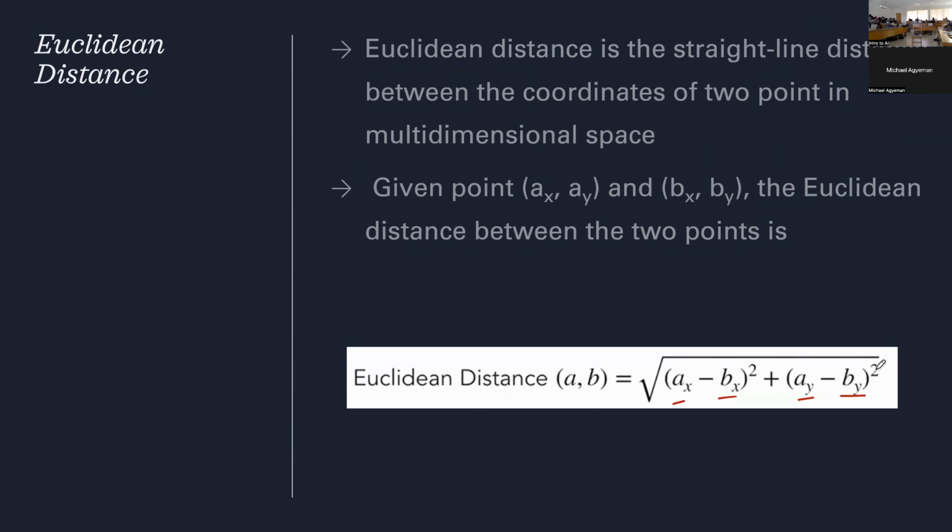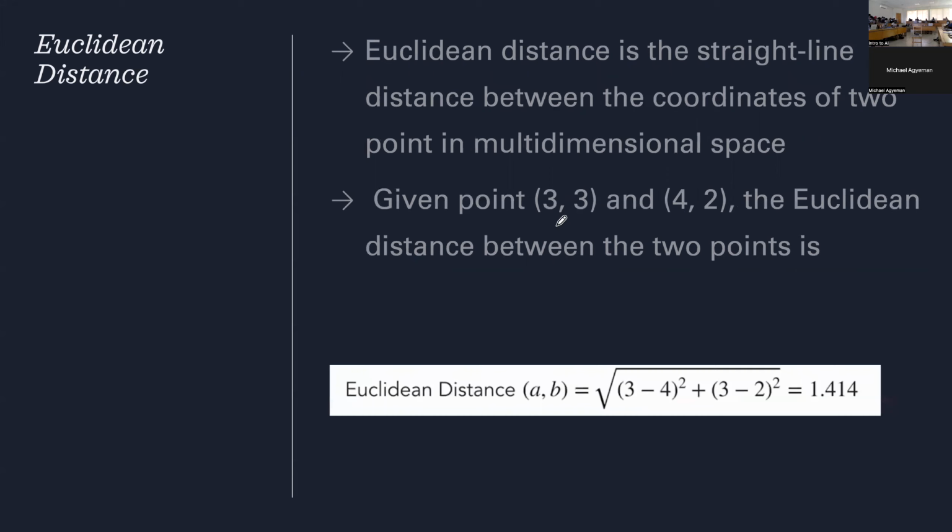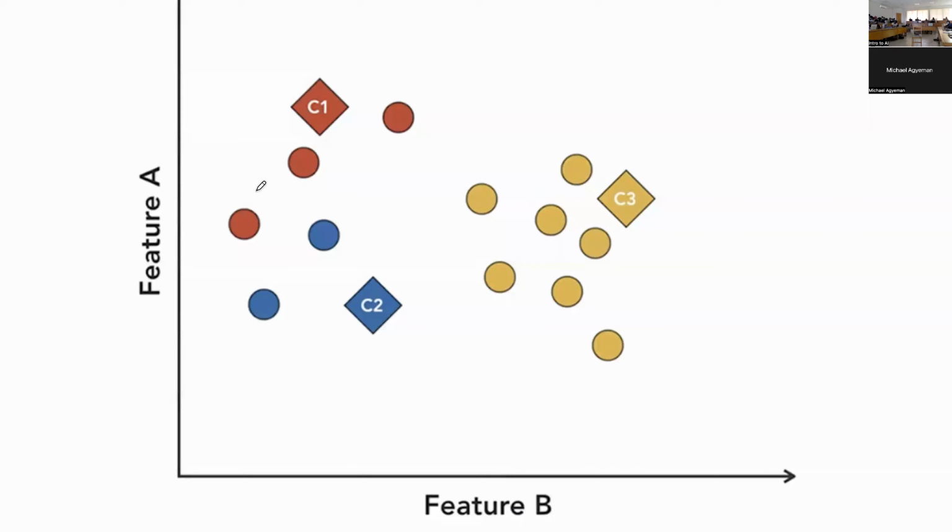It's got an example here. You've got 3, 3, and then 4, 2, and you can just subtract and plug it into the calculation to get something like 1.14. You do it for each of them, find the smallest distance and try to group them. So in this particular case, we do it for each of them. We notice maybe this one was closest.